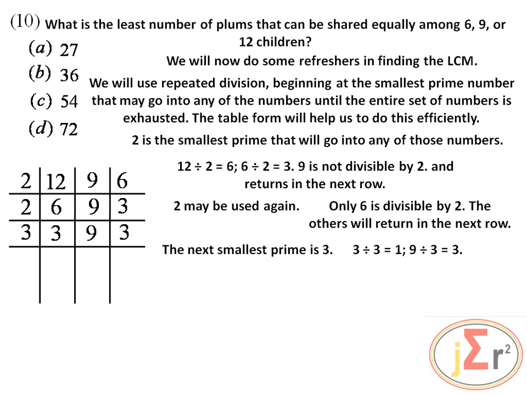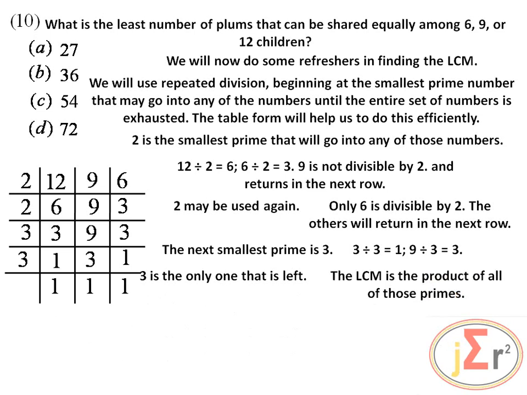3 into 3 is 1. 3 into 9 is 3. 3 into 3 again is 1. And we have a 3 that we may use again. So 3 is the only one that is left, and we are taking a go at it again. 3 into 3 is 1, and the table is exhausted. The LCM is the product of all of those primes: 2 times 2 times 3 times 3, and that gives us 36.